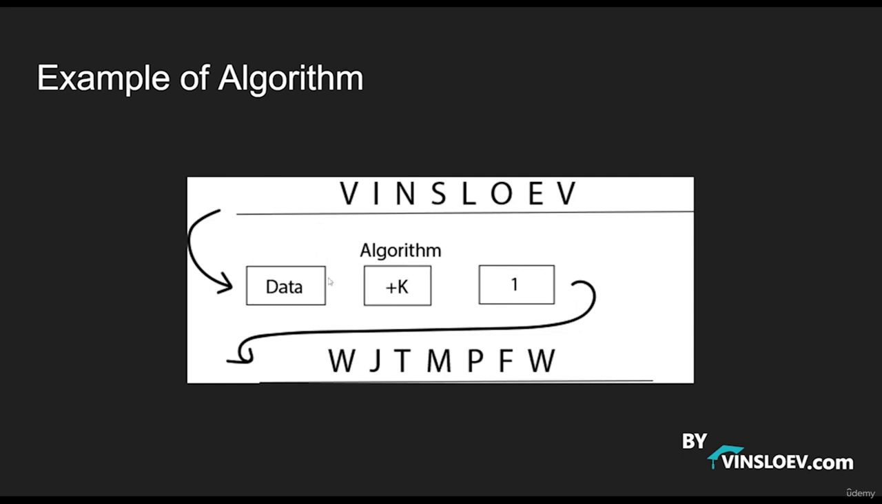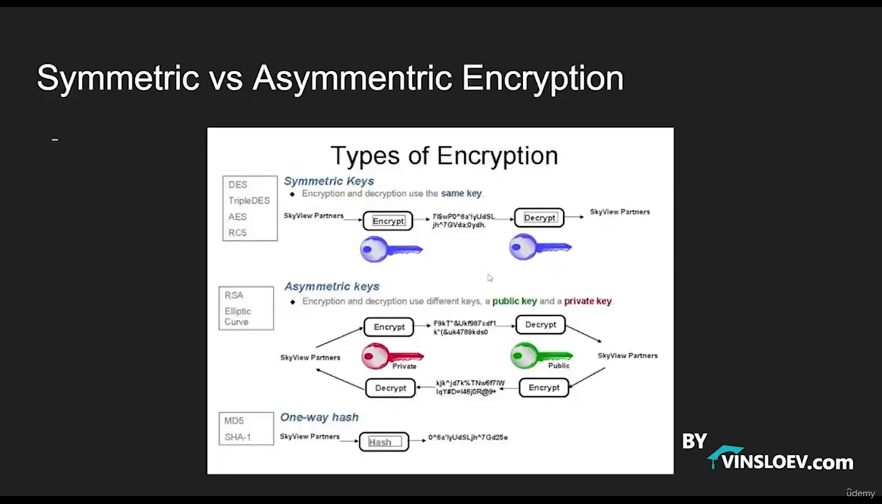So what you need to keep in mind when encrypting is that we have some data, we have a given encryption algorithm, and then we have a secret key or passphrase that we use. So when talking about encryption, and especially in networking, we have symmetric and asymmetric encryption. These are the two types that we will be focusing on for the rest of this course.